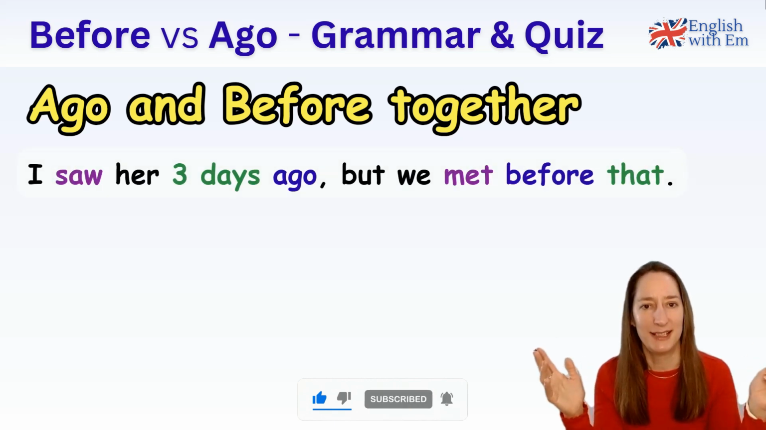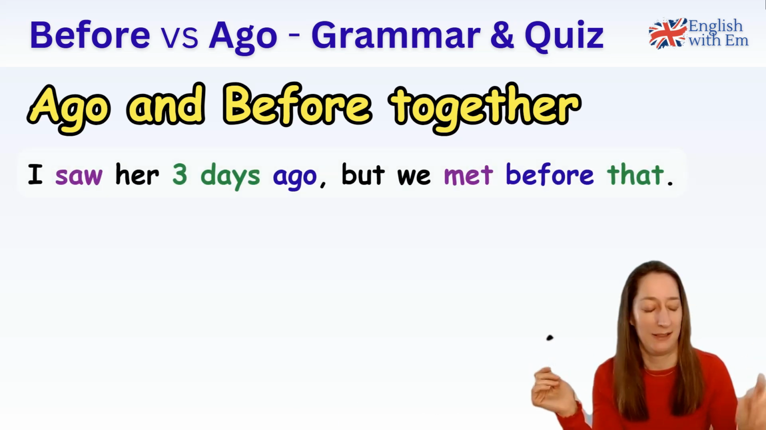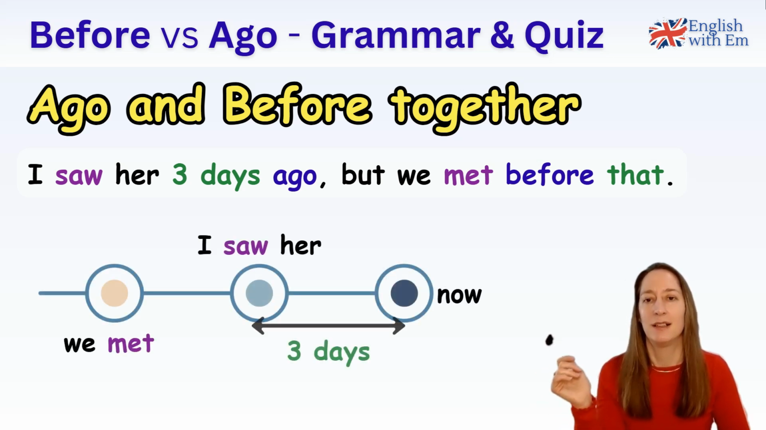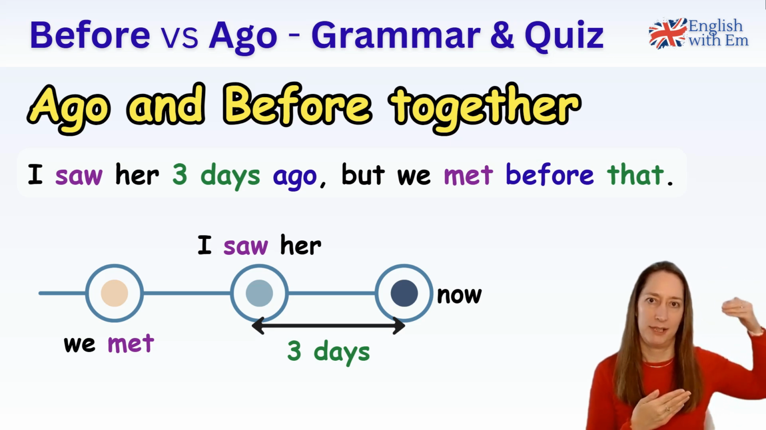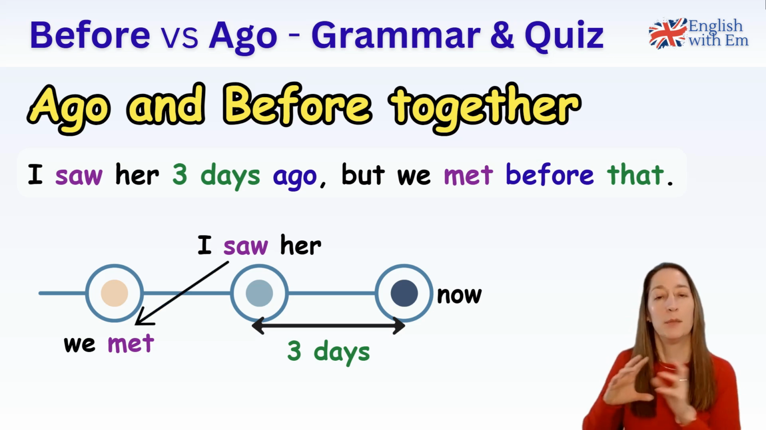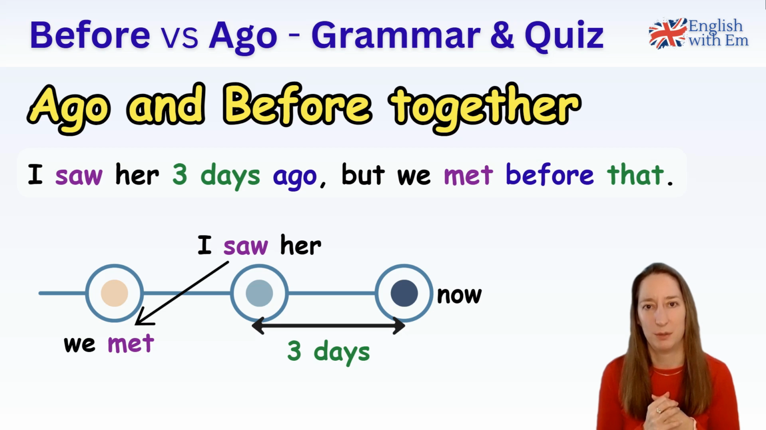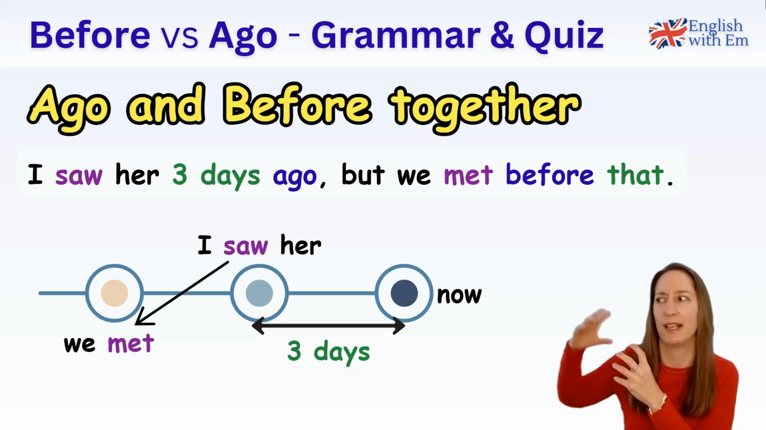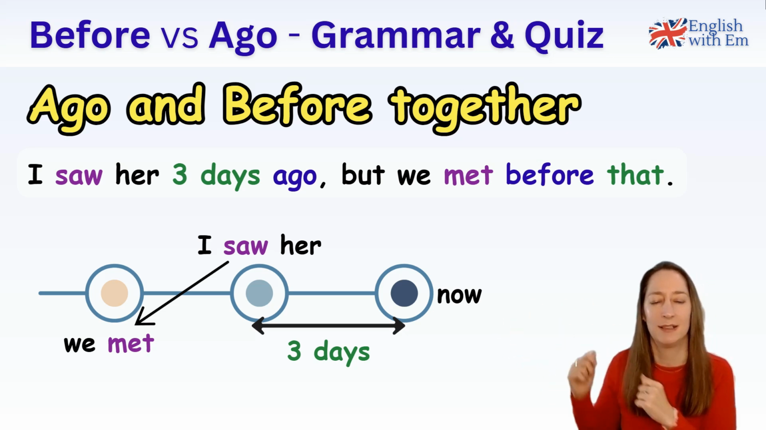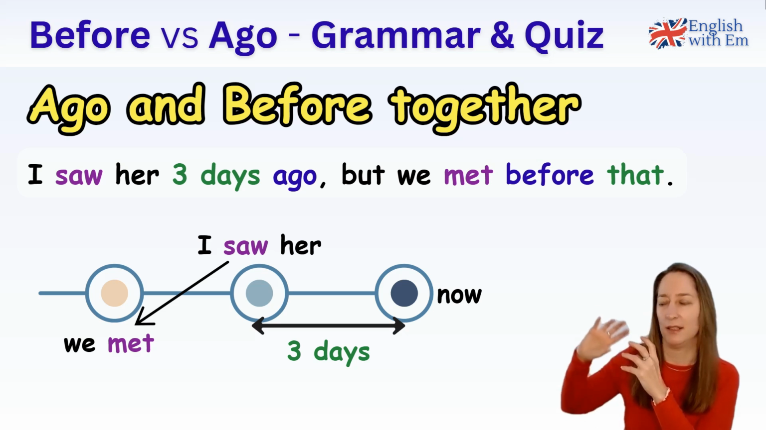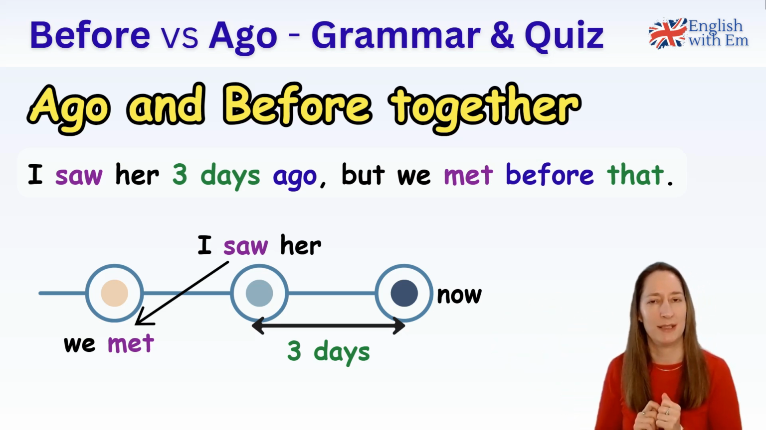I saw her 3 days ago, but we met before that. So if we look at our timeline, I saw her, we count back 3 days before now. So here we're using before to refer to a specified point in the past, or something that happened earlier than that. So I saw her. This is our specified past point. And earlier than that, we met.